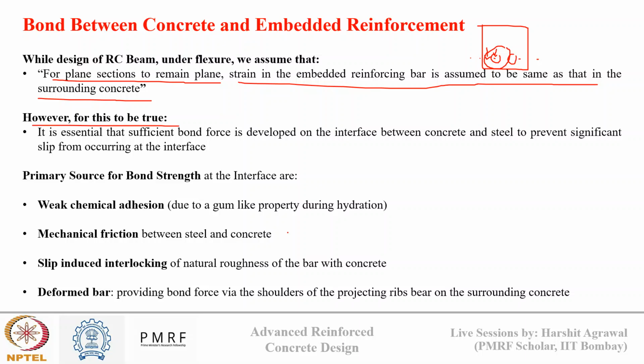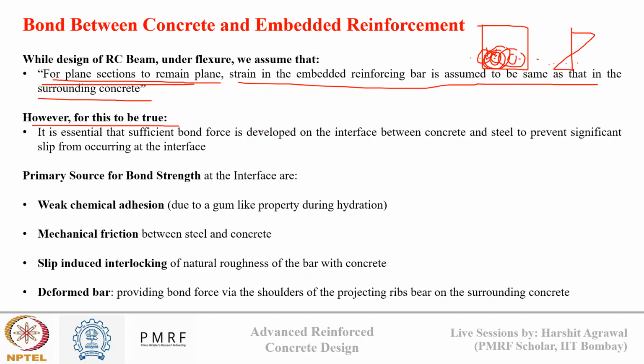Okay. However, if this bond is not strong enough, then what will happen? The strain in steel will be different, the strain in concrete will be different. So, this assumption that we make while designing it won't be correct. While doing all this calculation, while making the strain diagram, and while calculating this epsilon cs, epsilon s, all this will nullify if this bond between steel and concrete is not perfect.